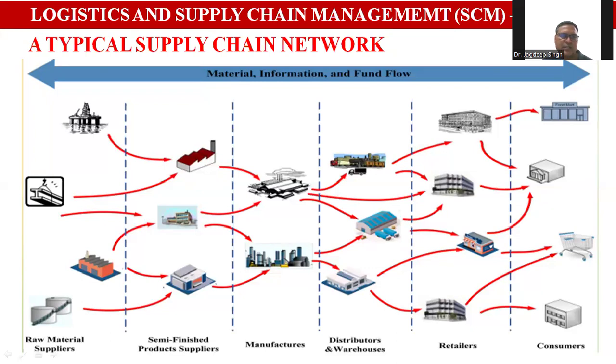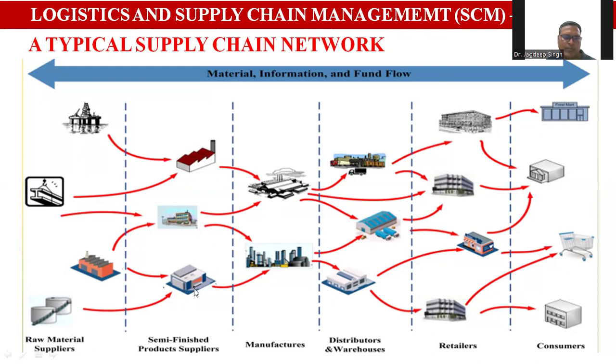Good morning, friends. So please understand what is a typical supply chain network. Here you can see this is the typical supply chain network. Here on the left side you can see raw material suppliers. There are different kinds of raw material suppliers, and they will supply to the semi-finished product suppliers.